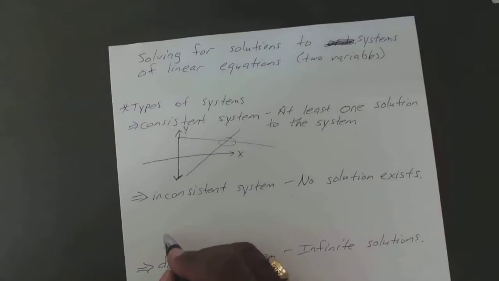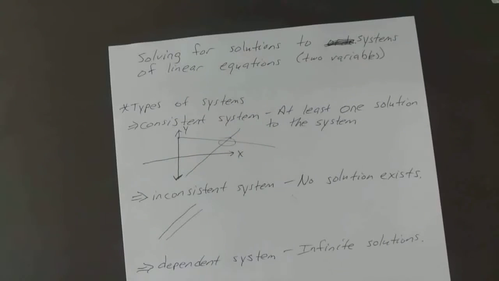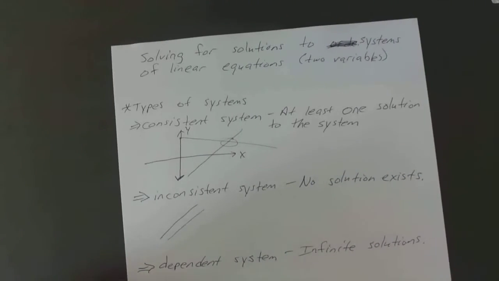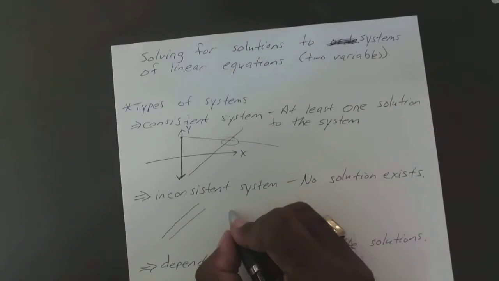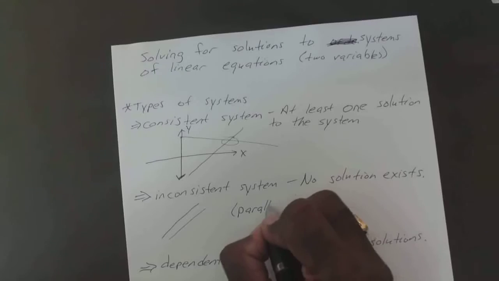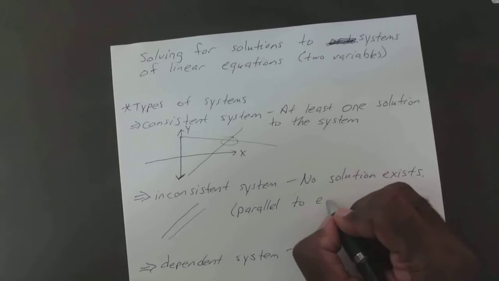Now, an inconsistent system would be two parallel lines. If they both go the exact same direction, they'll never cross, which means there's never a point where both of them will have the same solution. You can think of train tracks. They won't cross each other. If you have those parallel equations, you won't have a solution to them. So inconsistent systems are parallel to each other.